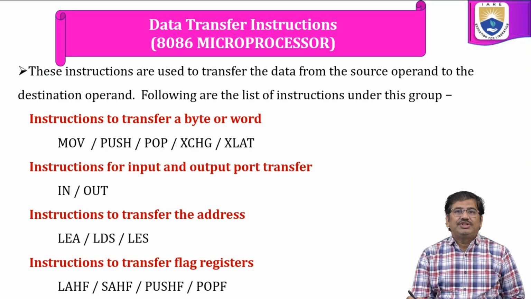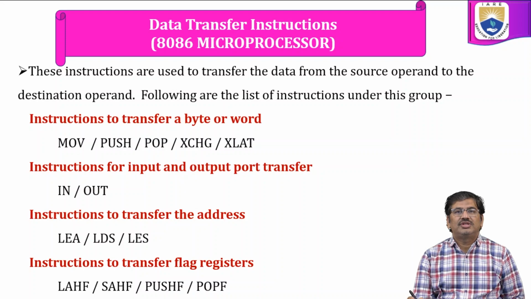The data transfer instructions are used to transfer the data from the source operand to the destination operand. Following is the list of the instructions under data transfer instructions. The first one is instructions to transfer a byte or word. For this we have instructions MOV, PUSH, POP, XCHG, and XLAT.